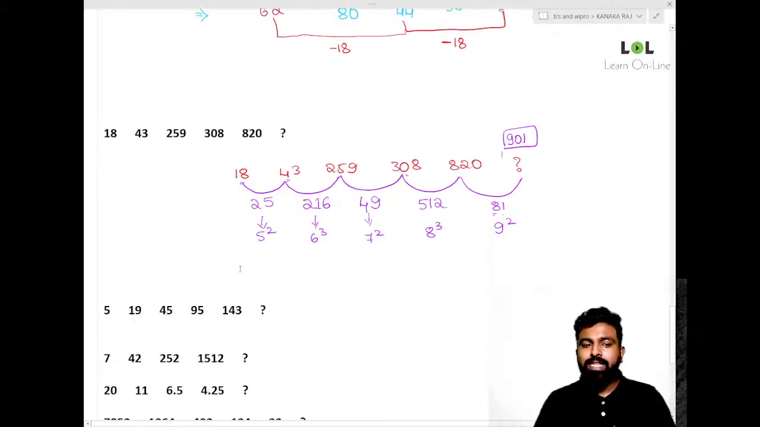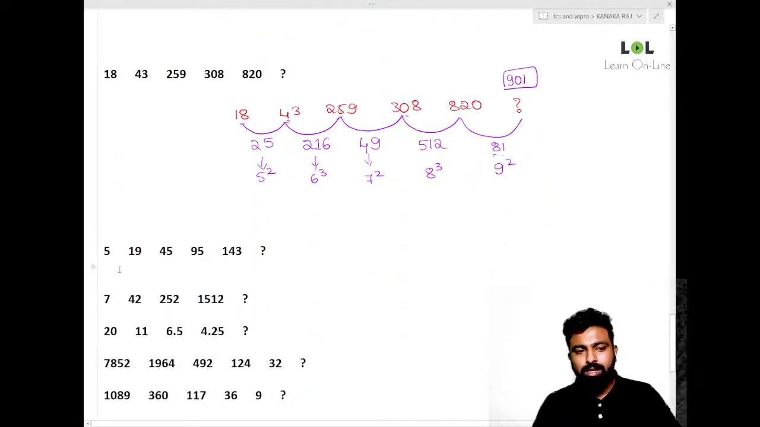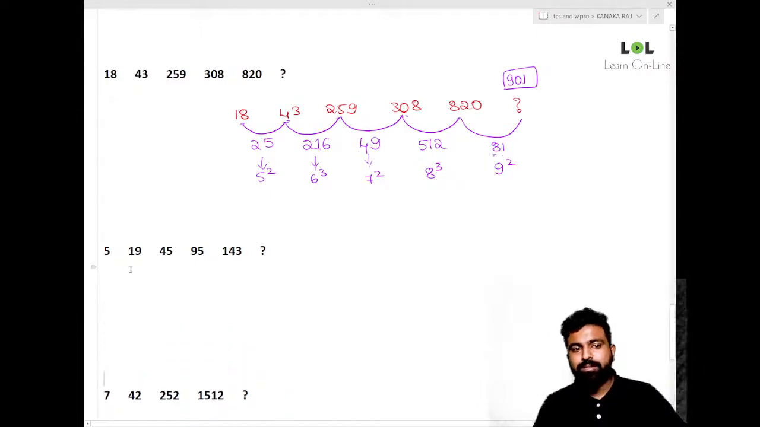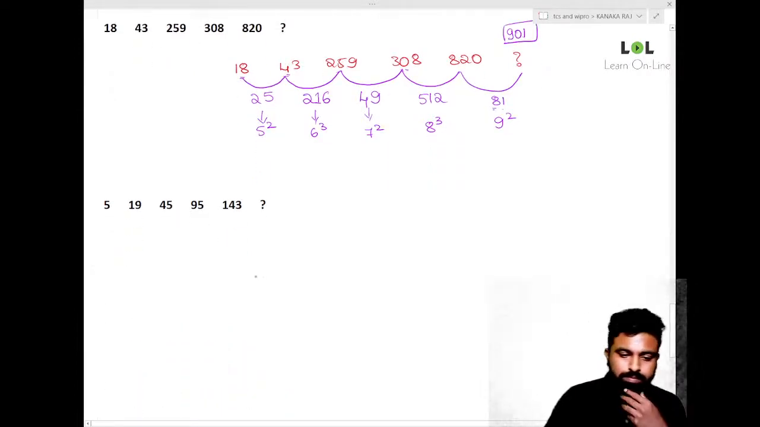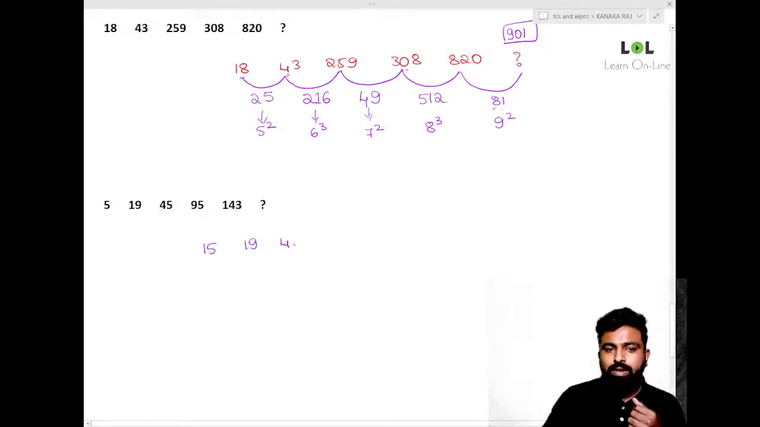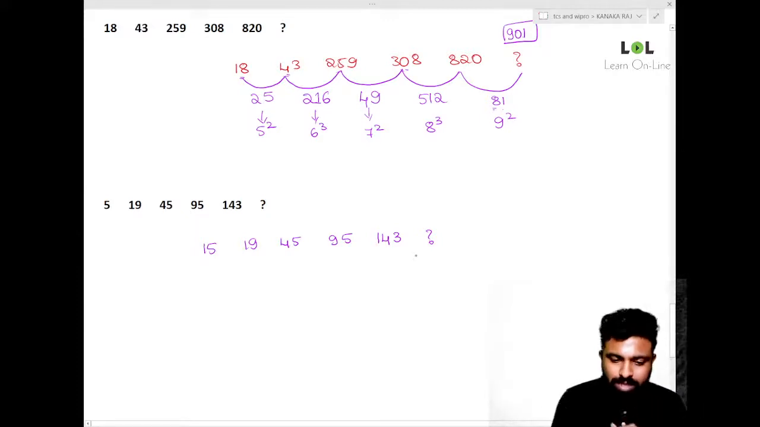So now the next question. What is the answer for the next question? 5, 19, 45, 95, 143 and a question mark. What will be the answer for this?